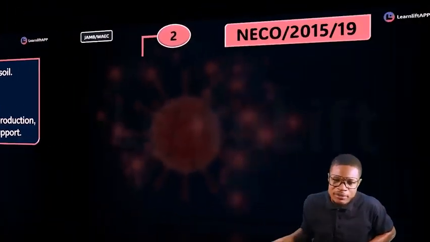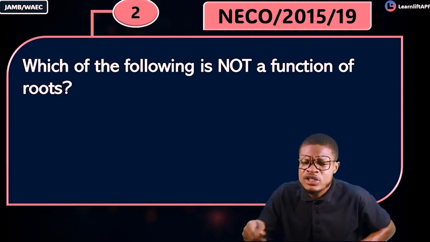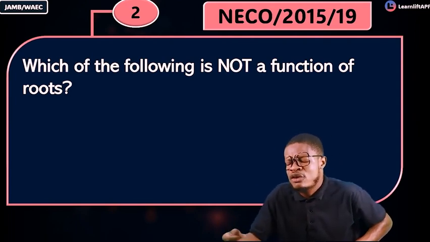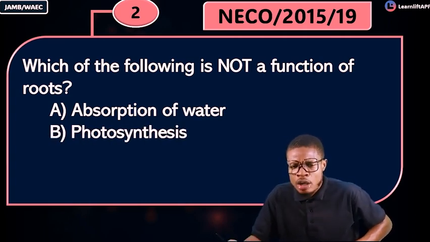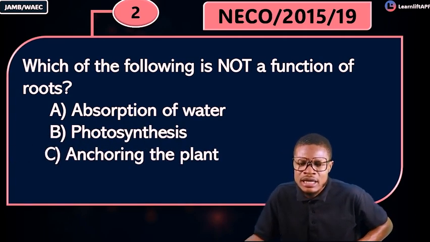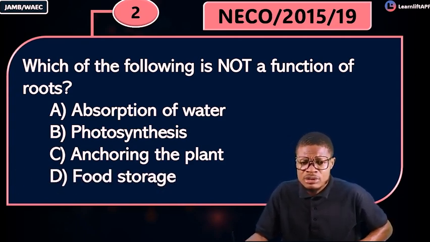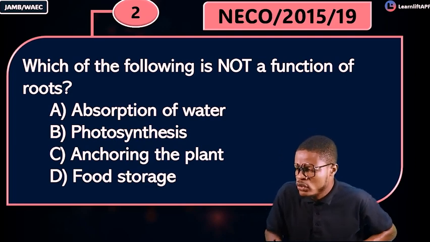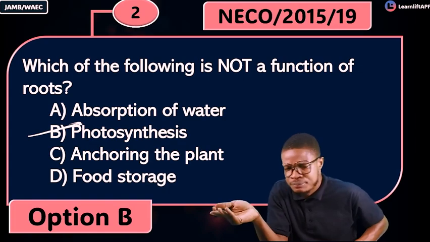Answer this question for me fast. NECO 2015, question 19. The question says, which of the following is not a function of your roots? Option A says absorption of water. Yes, they absorb water. Option B says photosynthesis. Option C says anchor the plants. Roots have to anchor the plant. Option D says food storage. Of course, photosynthesis has more to do with your leaves than your roots. Option B is the answer.